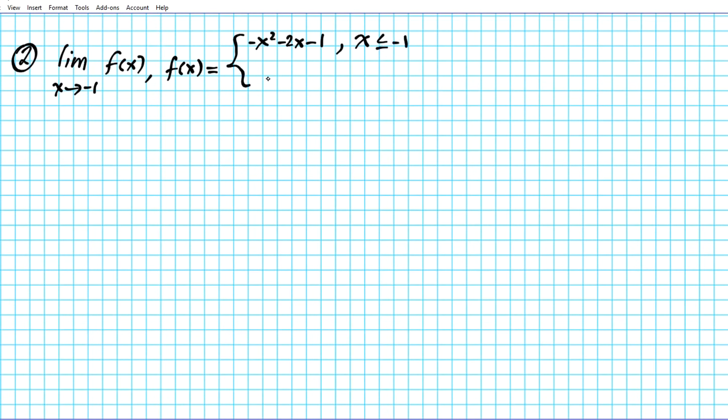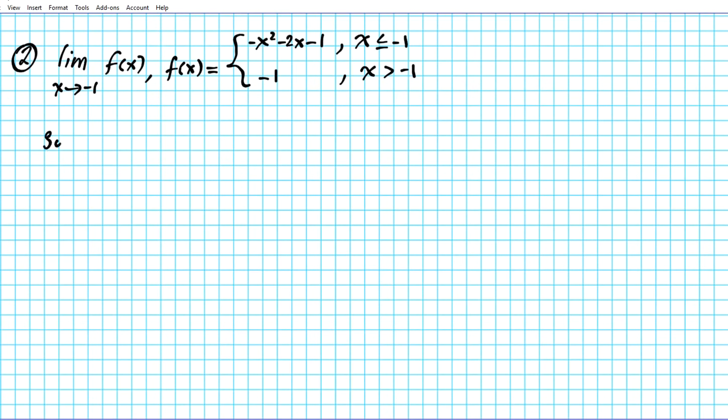Alright, let's take a look at question 2. So for question 2, what if we are asked to find the limit as x approaches negative 1 of f of x, where f of x is a piecewise defined function given by negative x squared minus 2x minus 1 for the subdomain x is less than or equal to negative 1, and f of x is negative 1 for the subdomain x is greater than negative 1.